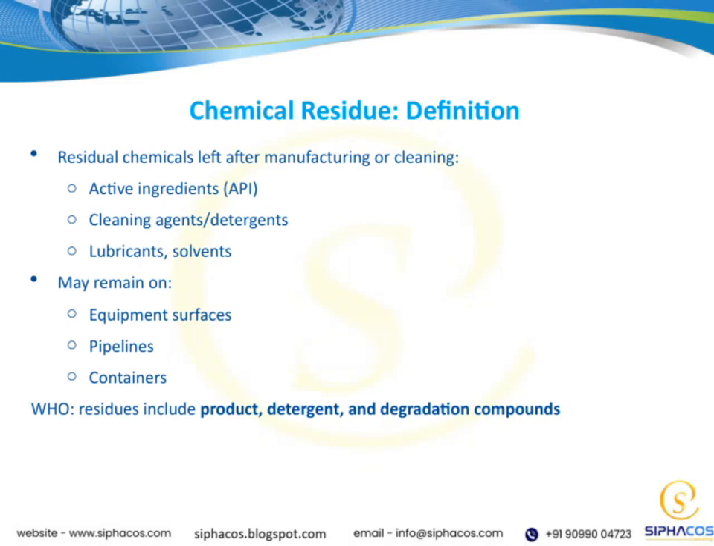Let's talk about chemical residue and what that actually means. Residual chemicals are substances that can remain after manufacturing or cleaning processes. These include active ingredients, also known as APIs, which are the key components in the products we produce. They also include cleaning agents or detergents used to sanitize equipment. Additionally, lubricants and solvents can leave residues behind. These residues may stick around on various surfaces, such as equipment, pipelines, or containers.